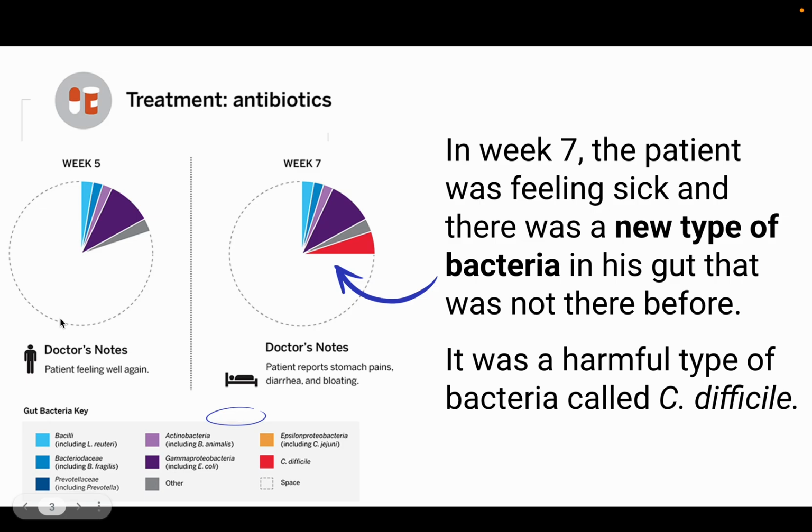So he sent them home, and then they come back again in week 7. In week 7, the patient was feeling sick, and there was a new type of bacteria in his gut that was not there before. It is the dreaded red one here, a species called C. difficile. This time, this person's down for the count. They are in bed. They are reporting stomach pain, severe diarrhea, and bloating. At this point, if we just give them more antibiotics, is that going to solve the problem? It's probably just going to kill off the good ones too. Remember, antibiotics not only kill off bad ones, they also kill off good ones.